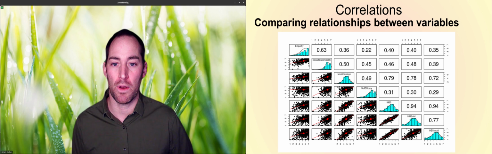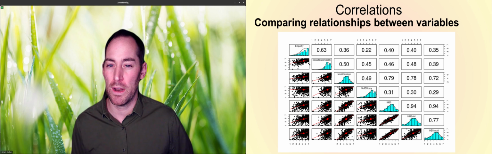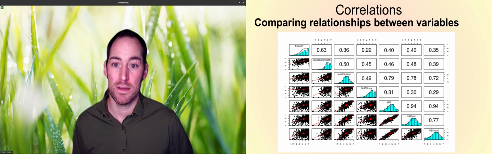This person's point over here, this person scored about a 4.5 on social responsibility, but almost a complete 7 on empathy. So that's what each of these points is. Each of these points is a graph of the two variables.